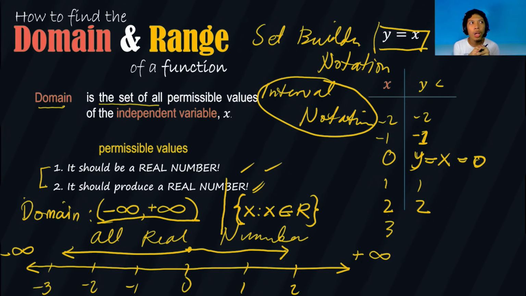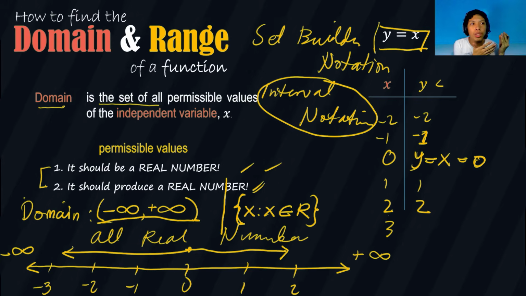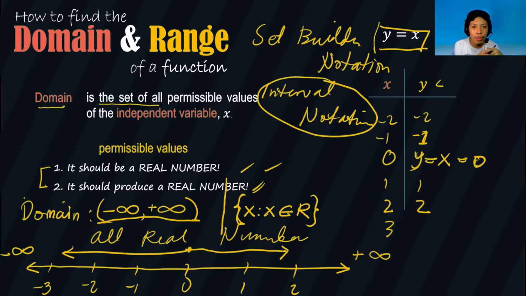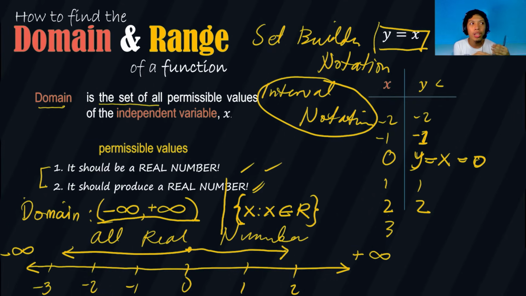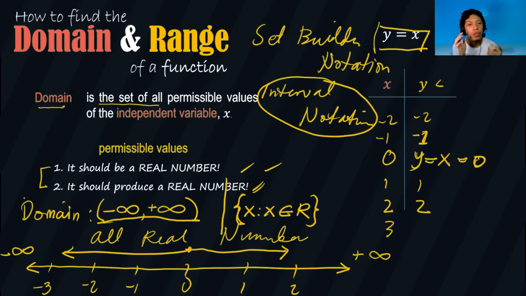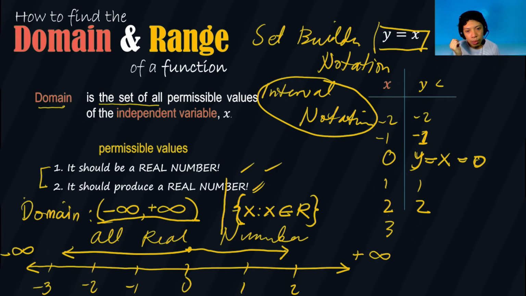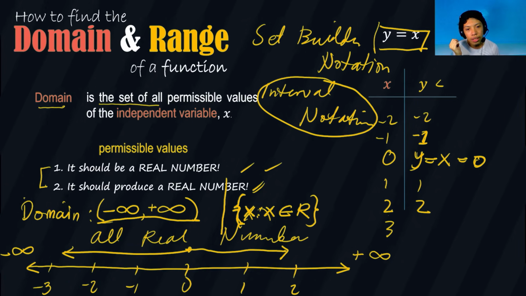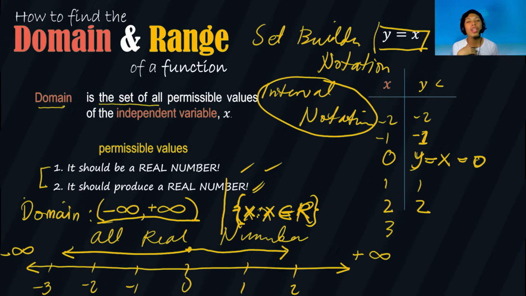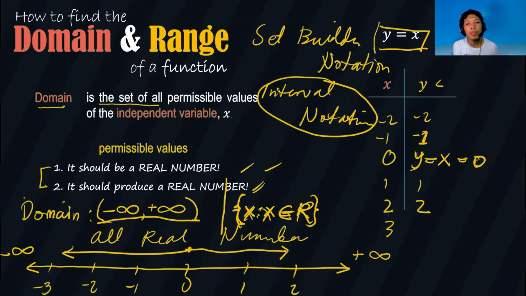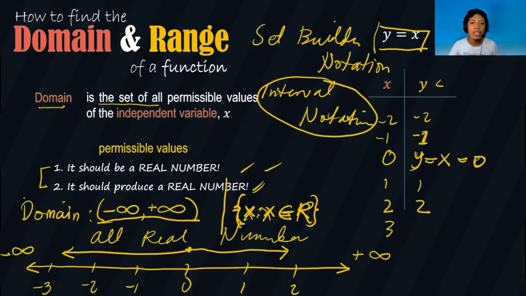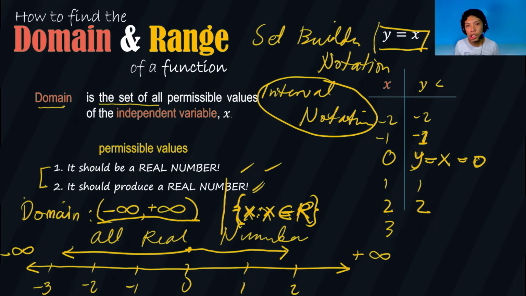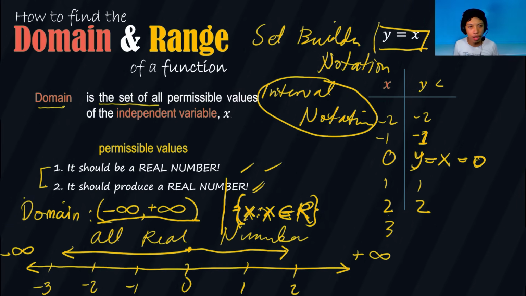So if x is a real number, then it's part of the domain. It's an element of the domain. Okay? Basta real number siya, that's an element of the domain. So, how do we read this one? X such that x is a real number. Okay? So, if x is a real number, then it's part of the domain. It's an element of the domain. Okay? So, that's how we write the domain and range of a function.